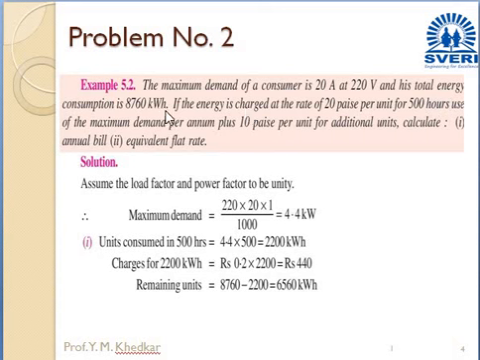8,760 kilowatt hour. These are nothing but the units consumed. If the energy is charged at the rate of 20 paise per unit for 500 hours' use of maximum demand per annum plus 10 paise per unit for additional units, calculate number 1, annual bill, number 2, equivalent flat rate. So here this problem looks quite different.